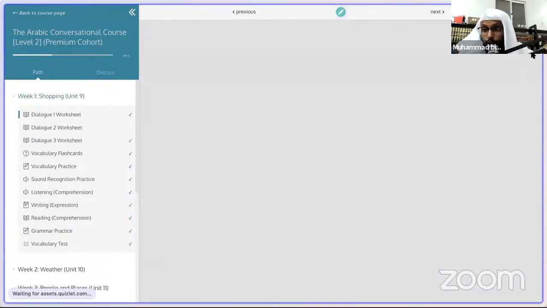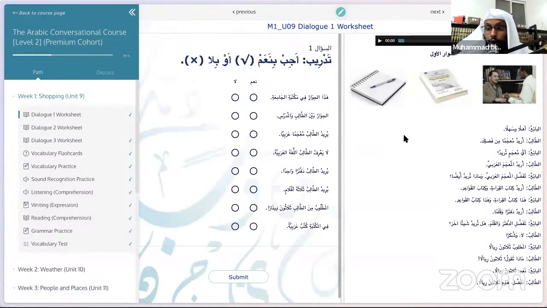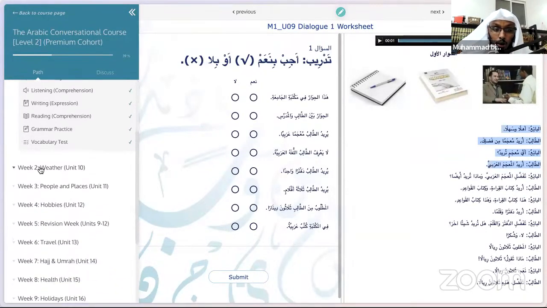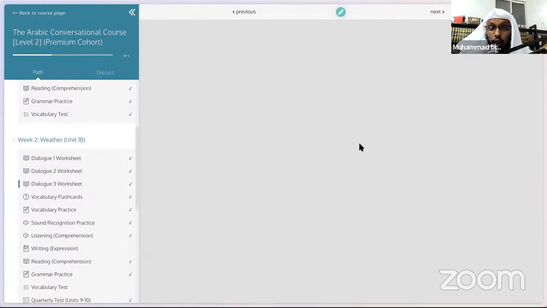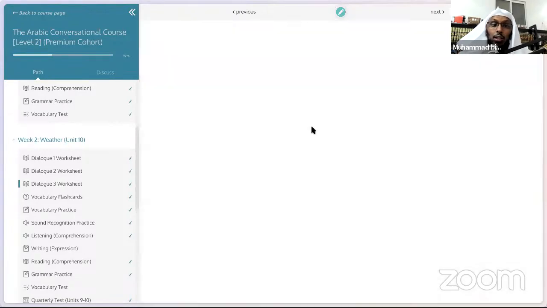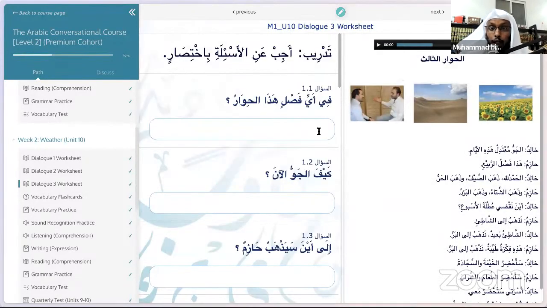So the dialogue worksheet basically is the questions from the book. So you're going to have the dialogue here on the right. You can still refer back to the text in order to answer these questions. You can also listen to it. And then you answer these questions. You will notice that some of these questions are written answers. You have to write the answer. So what's going to happen is you write the answer and then the teacher will mark it for you and give you feedback. So here, for example, في أي فصل من هذا الحوار, you're going to write in Arabic.